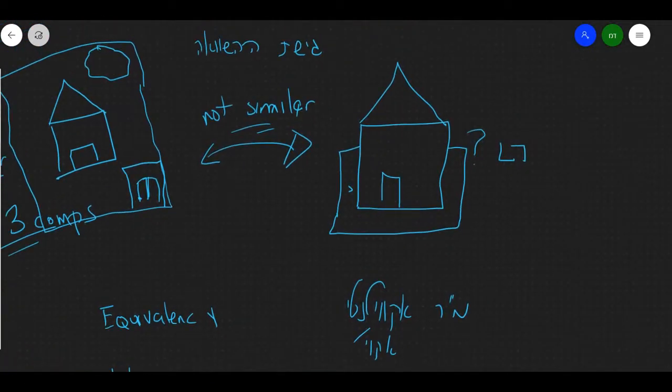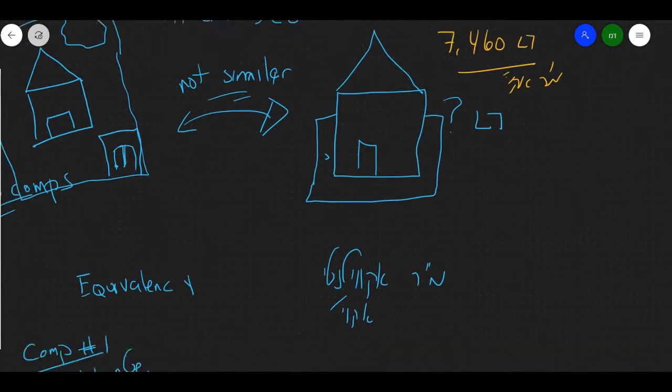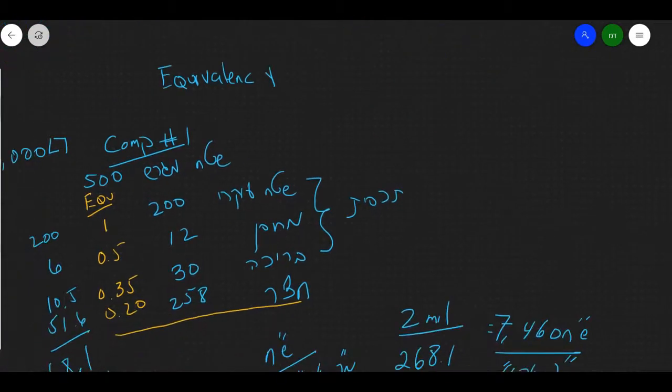Our house does not have the same characteristics, and now we have to do an analysis of what the mar akvi is of our house. And that's what we're going to do here. But we know that 7,460 is the price per mar akvi. So with that in mind, let's go to our house now, and we will make a new table for our house. Use a nice green color.